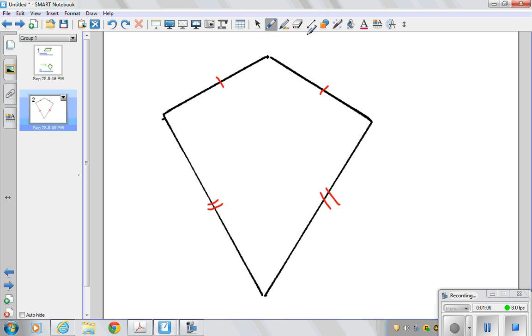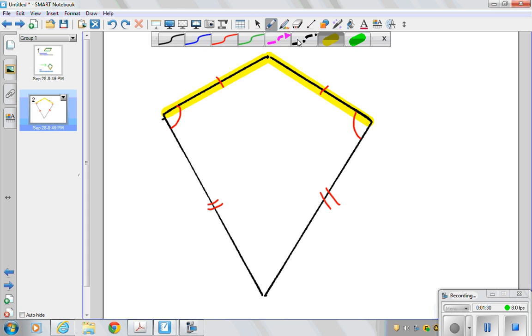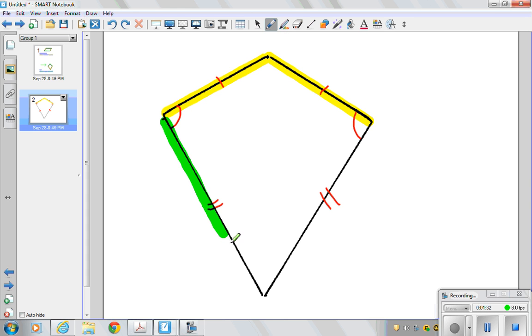Okay, let's talk about the angles for a second. All right, now the congruent angles of a kite will always be the angles in between the two non-congruent sides. All right, so let me just say that once again. You have this side that is congruent to this side. I'm just going to color code that again. And then also you have this side here, which is congruent to that side right there.